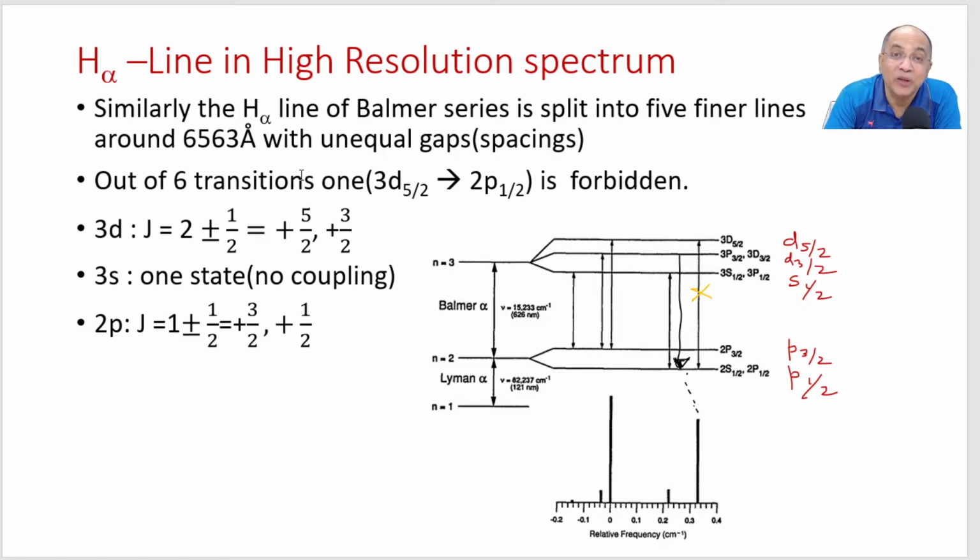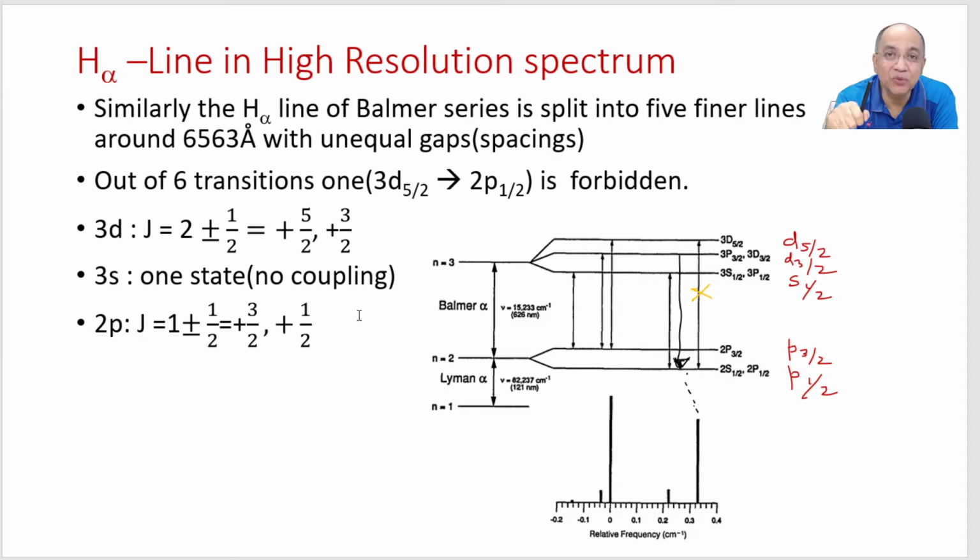Now let's see what will be the number of lines from a single line in the Balmer series, the first Balmer line, that is the H alpha line in the Balmer series, which falls in the orange region of the visible spectrum. It will be split into how many finer lines under high resolution condition? Have a look. High resolution condition, no external field. Can you remind me how many lines were produced in the normal Zeeman effect of the H alpha line?